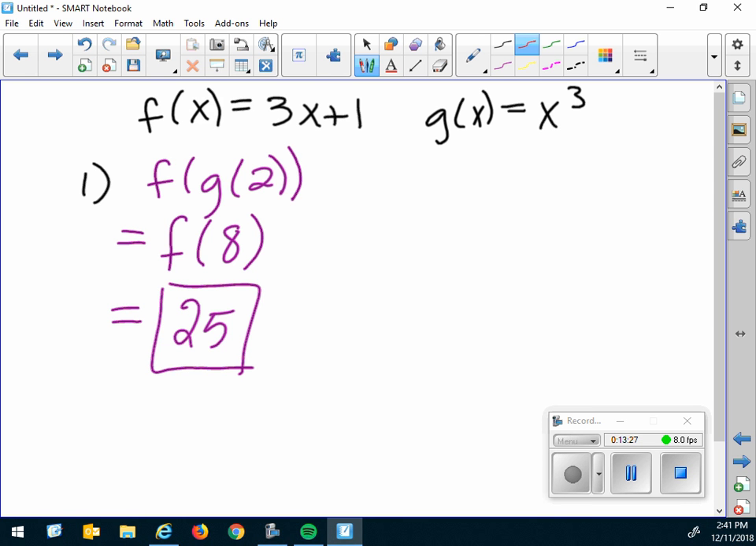See, what's happening to the 2 first? The 2's being G'd first. So I got to go G it. Now this is going to sound nasty. And then whatever comes out of G, I got to F it. Okay?